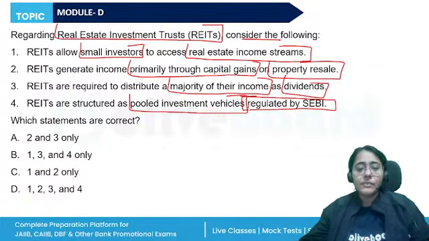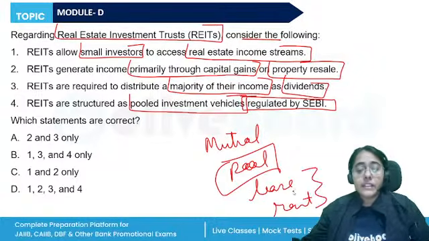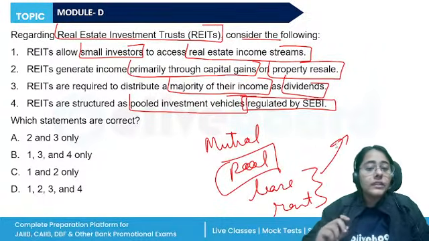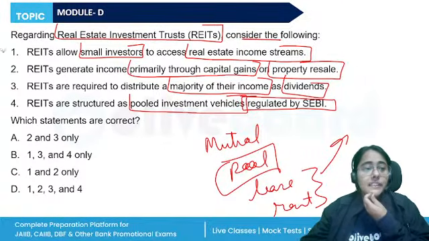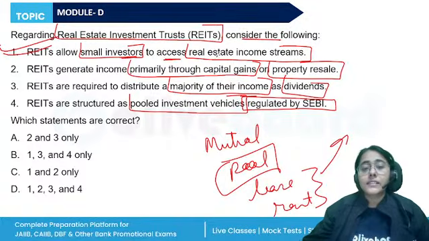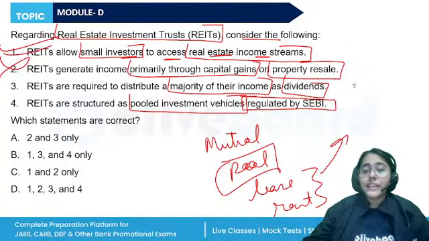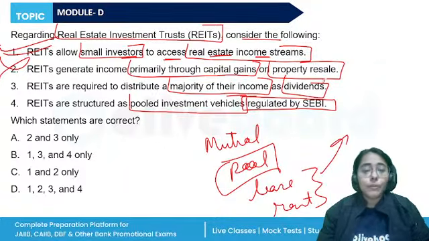So a real estate investment trust is sort of a mutual fund. Here also, a pool is created. The real estate owners give the asset on lease, on rent. Whatever rent is generated from that, the investors are paid, not on the sale value, not on property resale. So the first statement is correct: small investors can access real estate income streams. But primarily through capital gains on property resale, no. They give the property on lease, they give the property on rent.